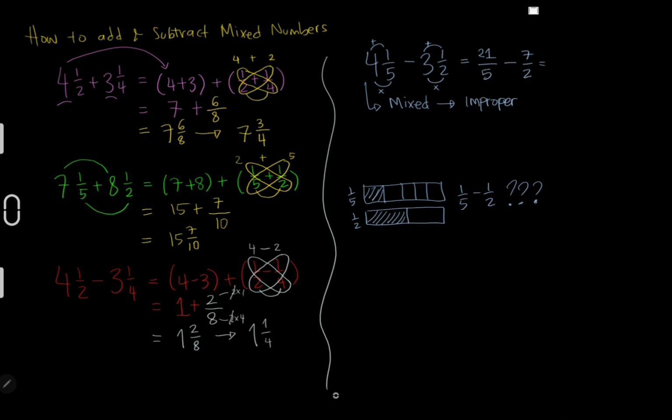Now, these two fractions have different denominators. So that's why we're going to make them the same. We know we're going to use LCM. The LCM of 5 and 2 is going to be 10, right? So we're going to change all these numbers into 10. 10 divided by 5 is going to be 2. So that's why here is 21 times 2. Subtracted by, 10 divided by 2 is 5. So that's why 7 times 5. Okay?